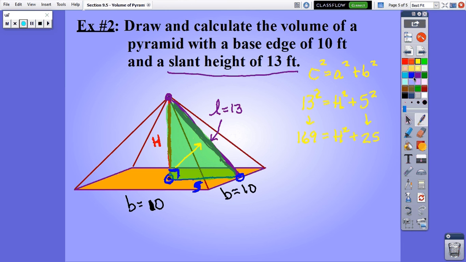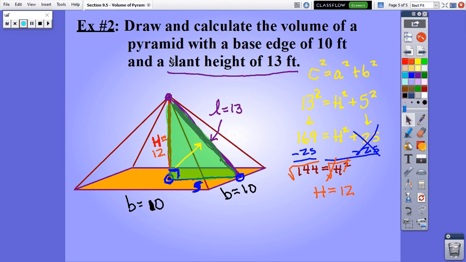And so now algebraically, I need to subtract this 25 over from the 169. And so now 169 minus 25 is 144. And that's equal to the height squared. So the final thing I need to do is square root both sides to get rid of the square on the h. And the square root of 144 is exactly 12. So there's the actual height that we need for the volume.